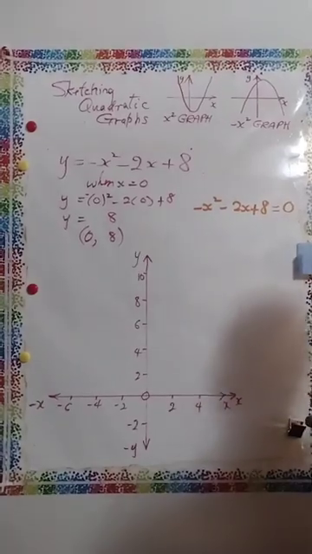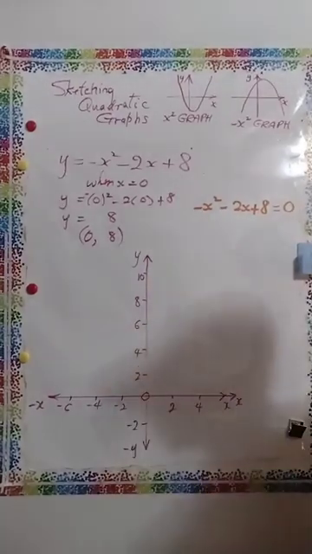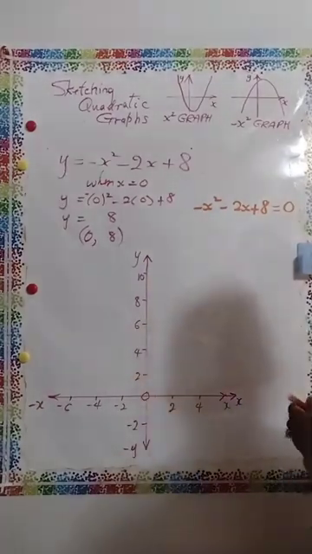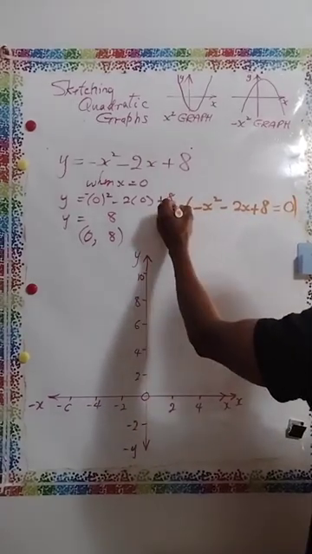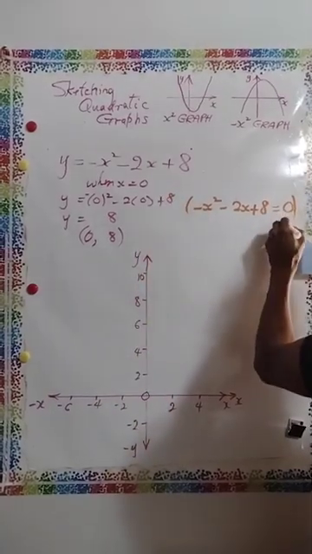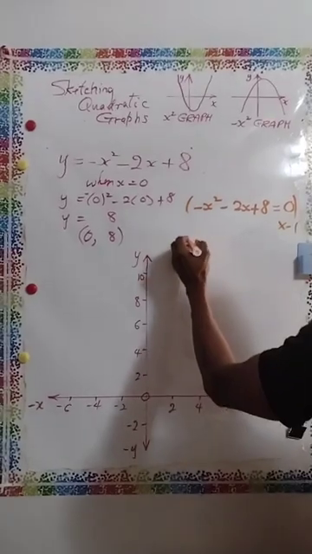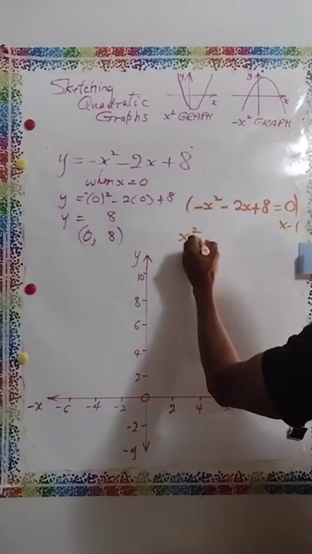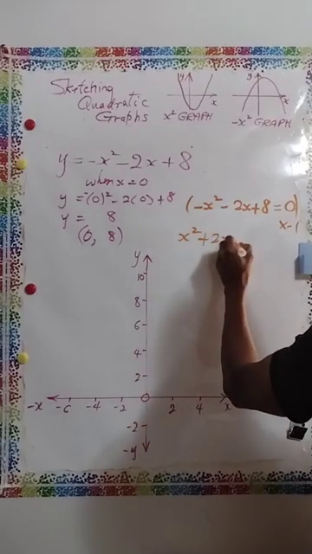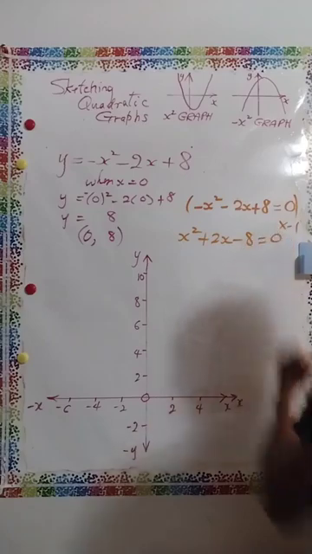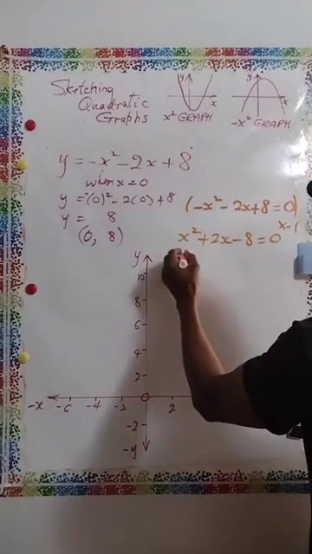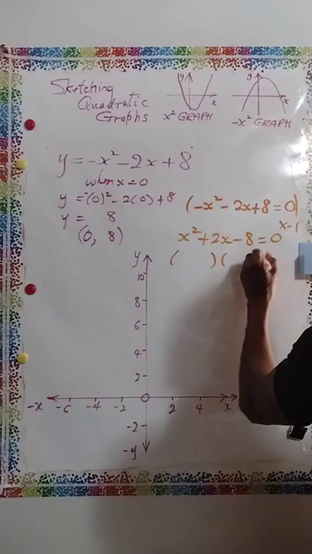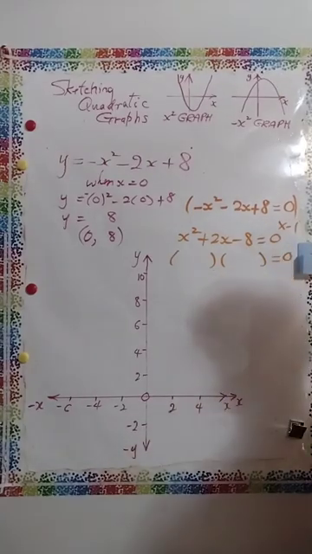Now from here, because it is a negative x squared graph, and we know that, what we can possibly do is multiply this whole thing by negative 1. So this is going to become what? x squared plus 2x minus 8 equal to 0. Yeah, now it is minus 8 because we're changing things. And from there, we're going to do the shortest possible route to see what's going on.